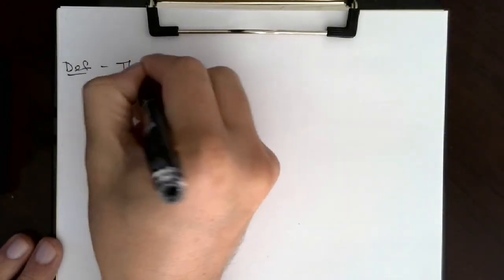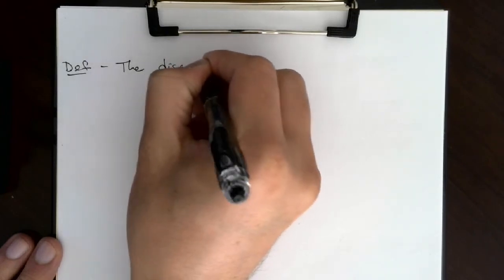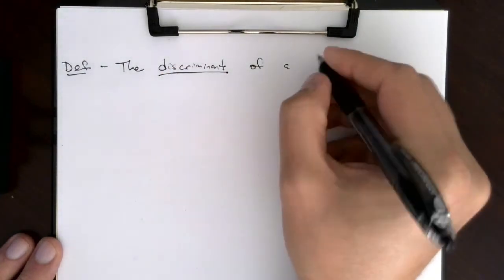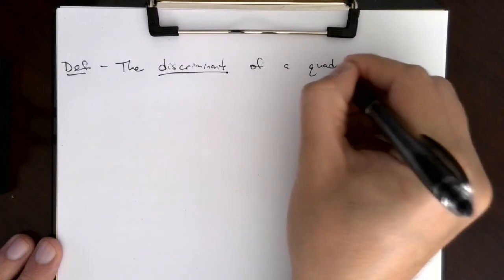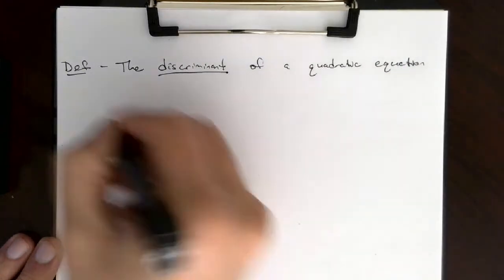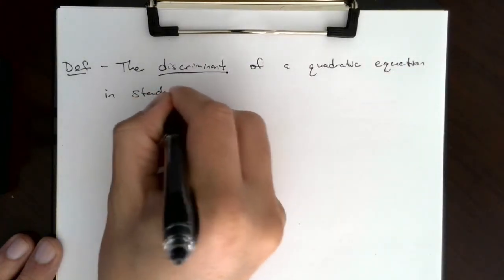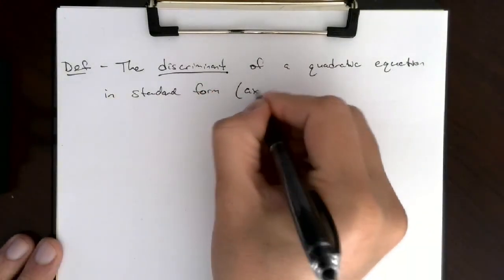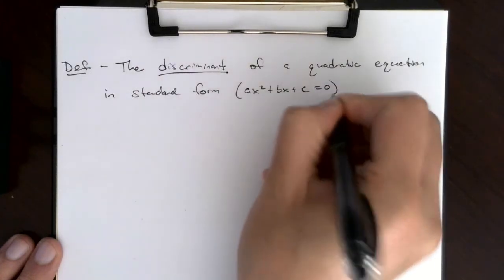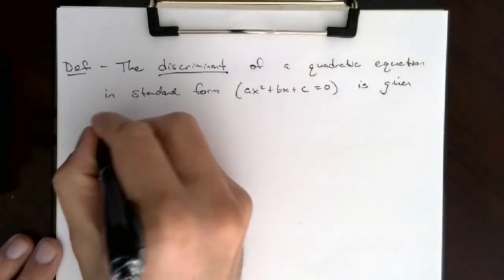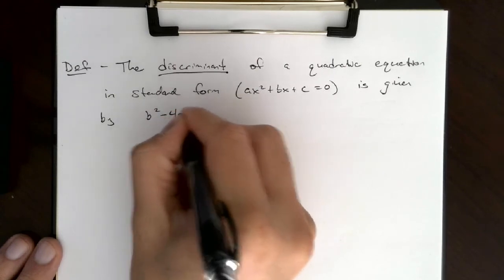So for this definition, the discriminant of a quadratic equation in standard form. When I say standard form, I'm talking the ax squared plus bx plus c equals 0 form. You have to have that form first. It is given by the b squared minus 4ac.